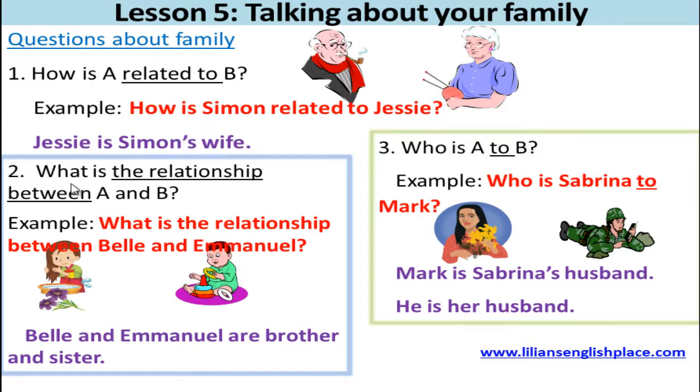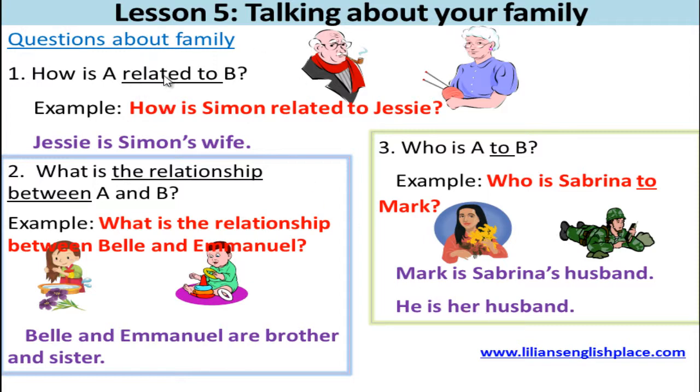Number two, what is the relationship between A and B? What is the relationship between Belle and Emmanuel? Belle and Emmanuel are brother and sister. Number three, who is A to B? Who is Sabrina to Mark? Well, Mark is Sabrina's husband, or you can also say he is her husband.